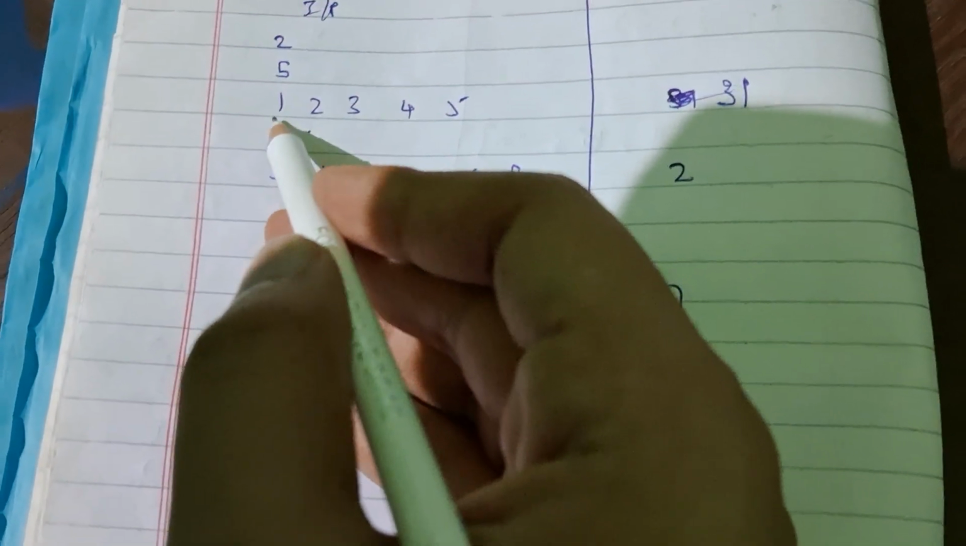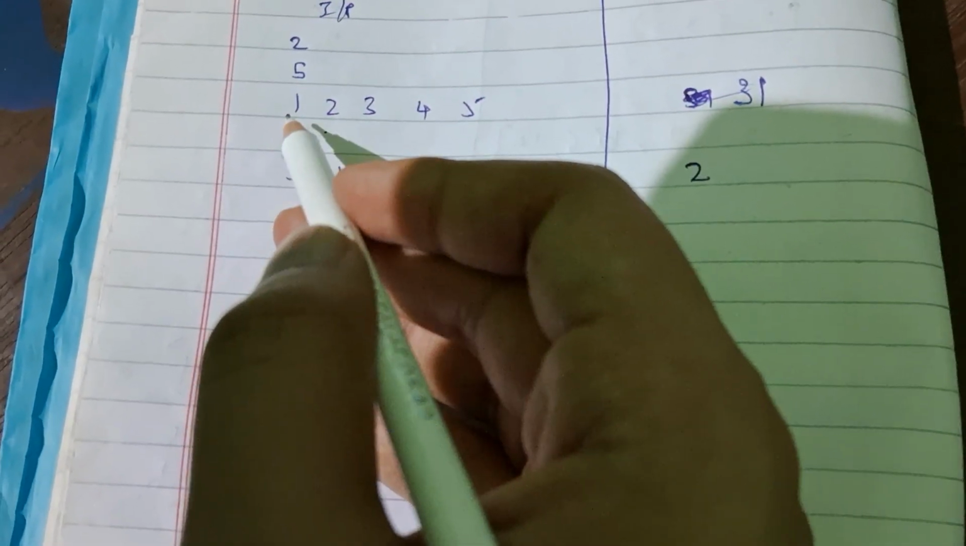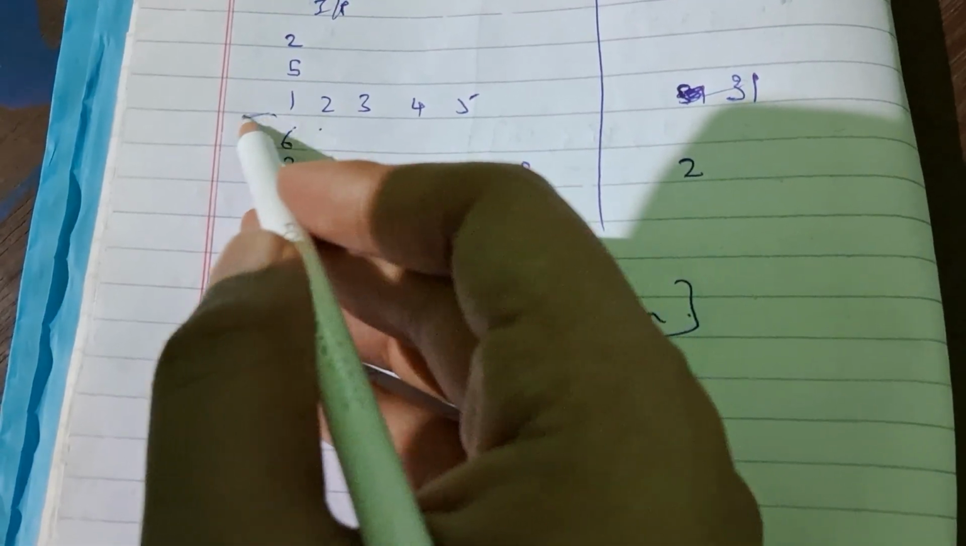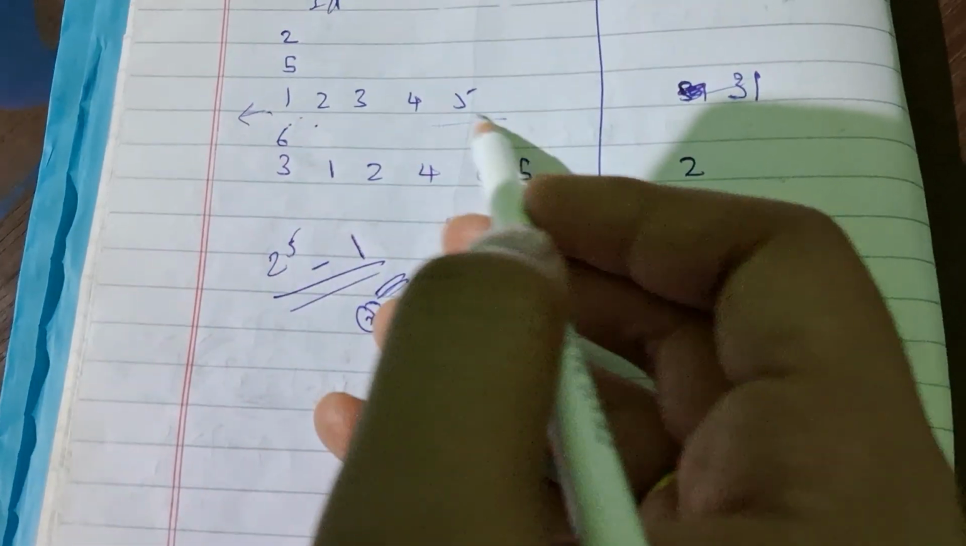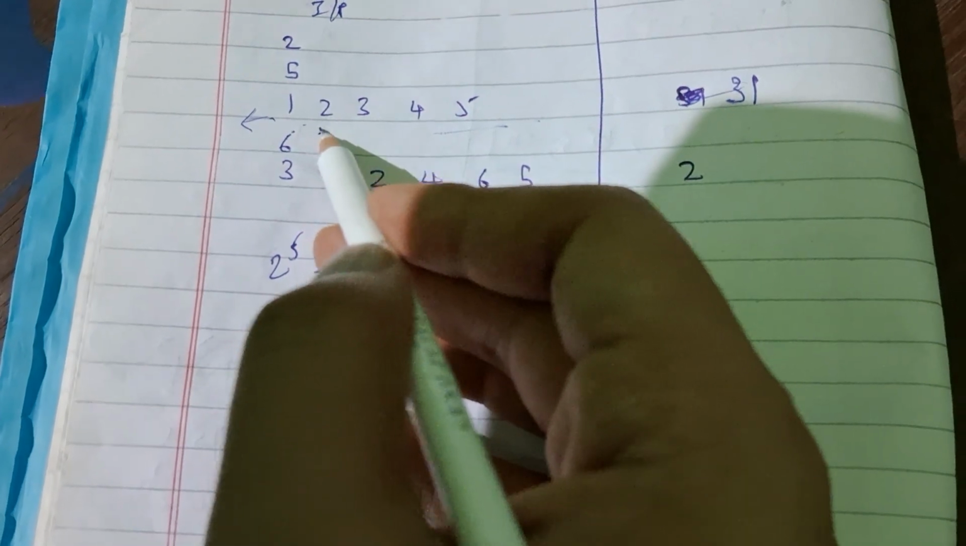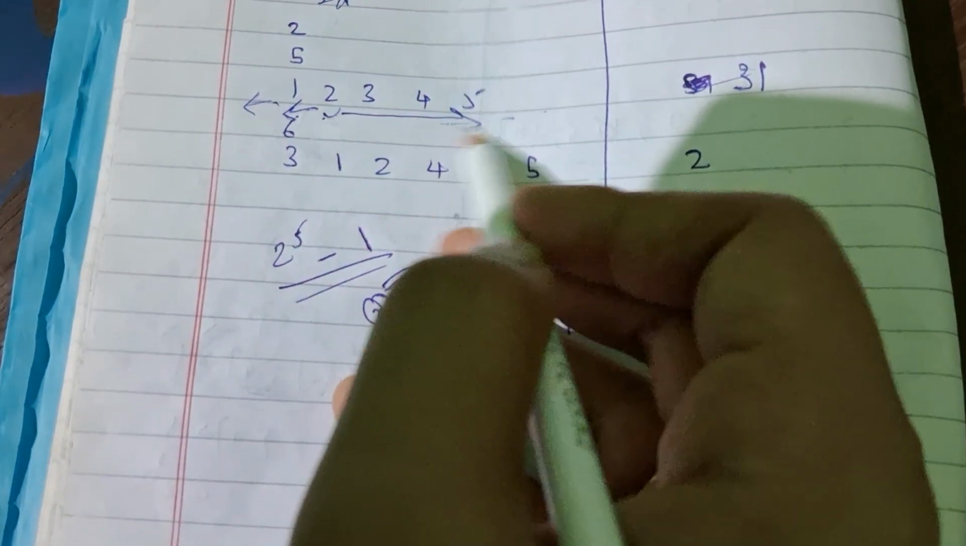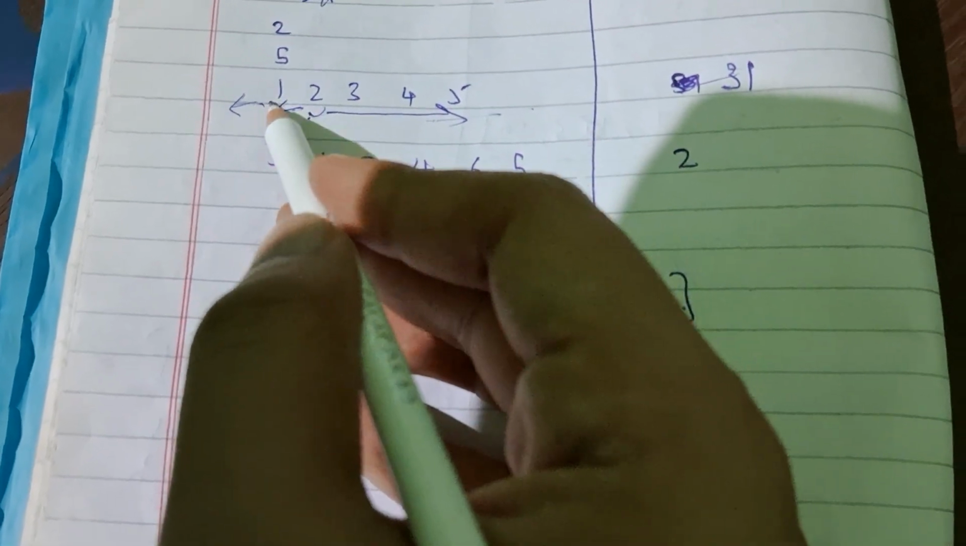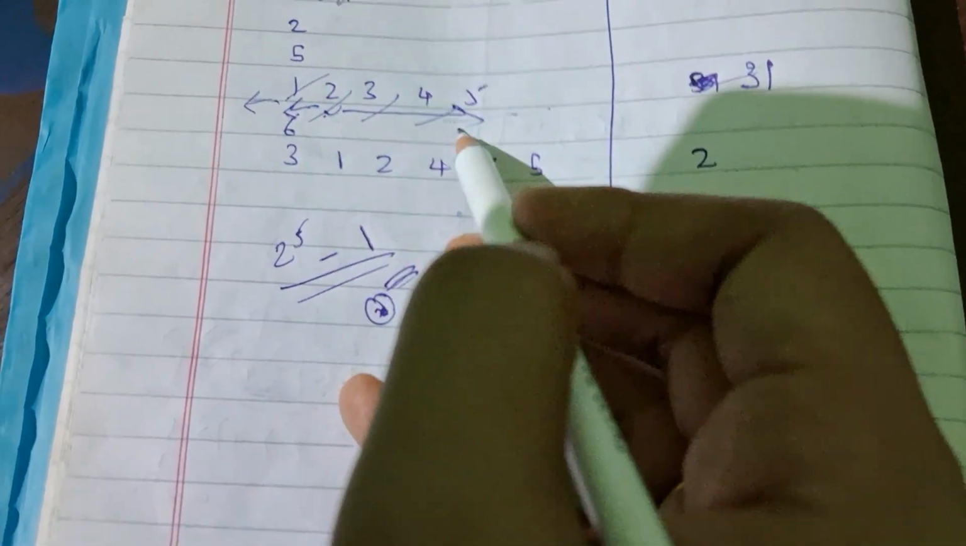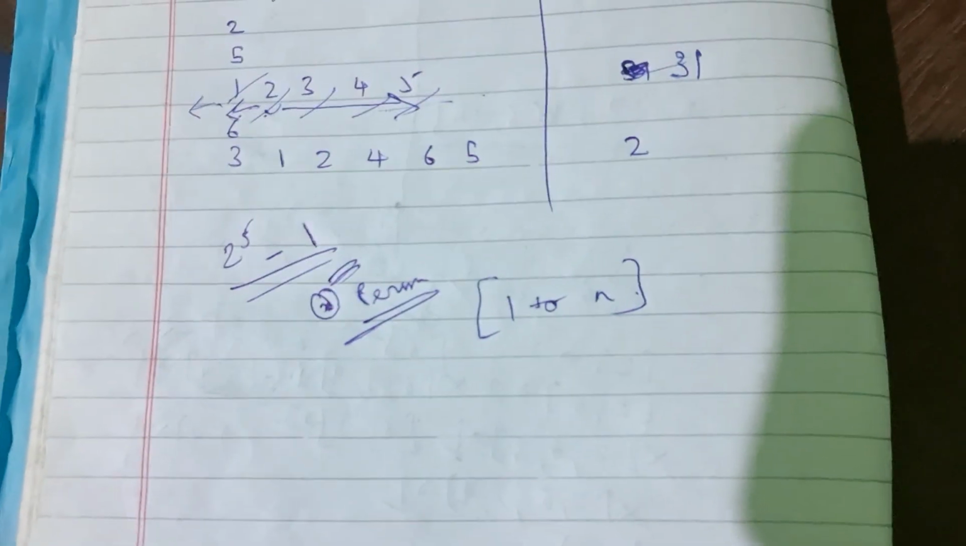So for 1, all the numbers lesser than 1. Is there any number lesser than 1? No. So see, over left there is nothing. Over right, all the numbers are greater than 1. For 2, 1 is lesser than 2, so 1 is over here, and all the numbers greater are over here, right? So all of these elements are contributing nothing.